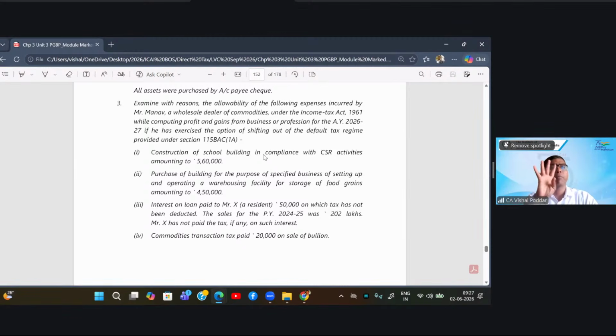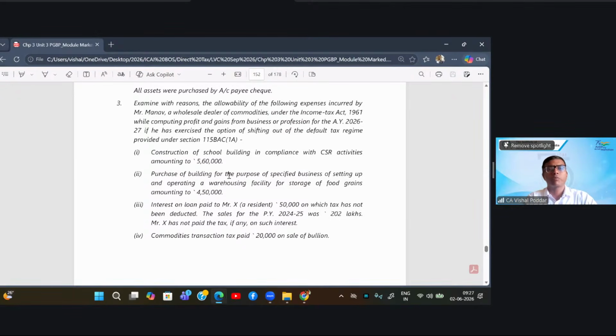So simply apply the four rules. Now what is given? Construction of school building. Check the four conditions. Is it related to business? Is it current year? Is it revenue? Is it an offense? Now here you will find that it is a capital expenditure. Once it is a capital expenditure, there is a problem. We will not allow you the deduction. Correct? Yes, very good, Mike. So it will get disallowed. Even though it is CSR, it is a capital expenditure.